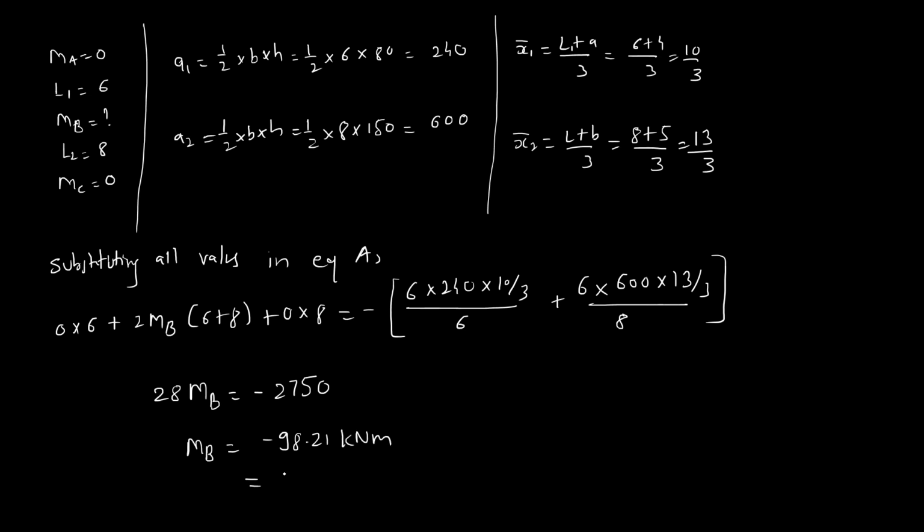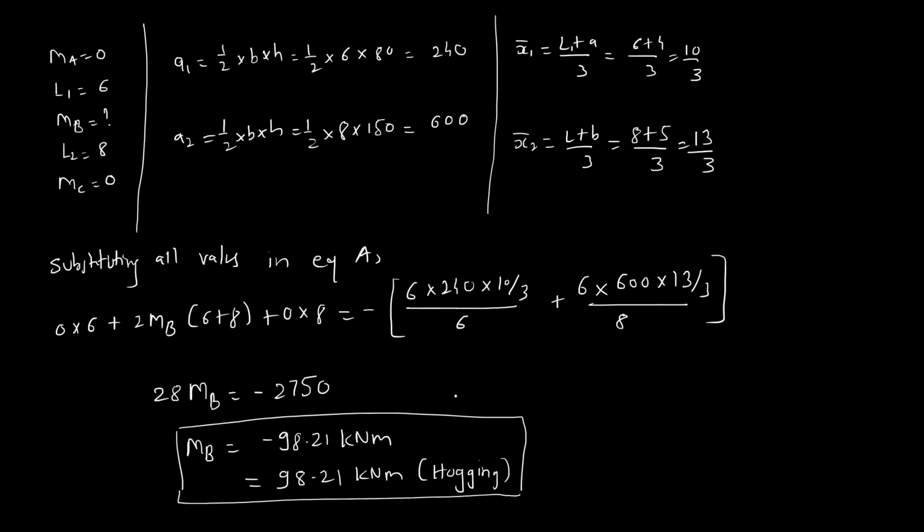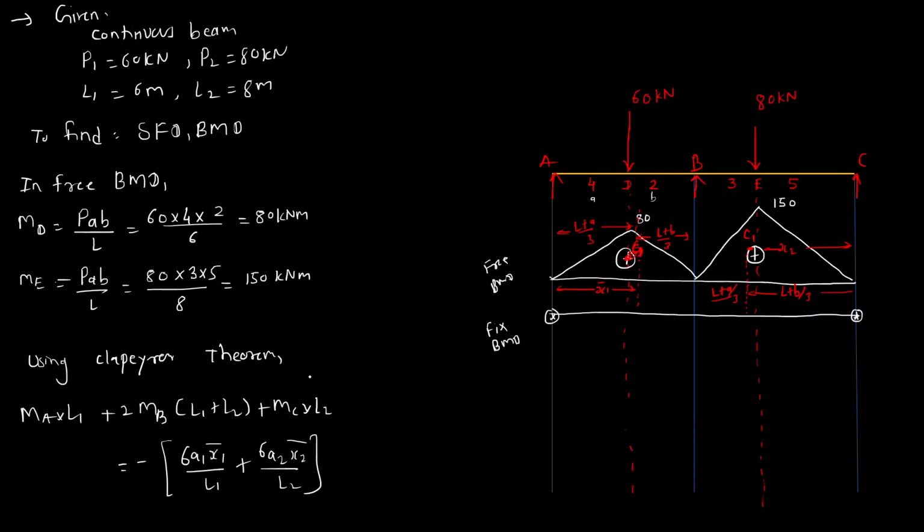Minus sign indicates the hogging nature, so we can write it like this: 98.21 hogging. So these are the support moments. Sometimes in a question, up to here only it can be asked, but if it is asked to draw the shear force diagram also, then the next step we have to start.